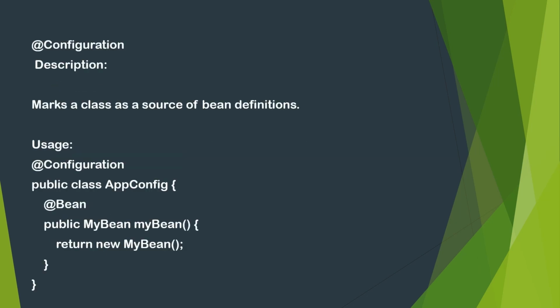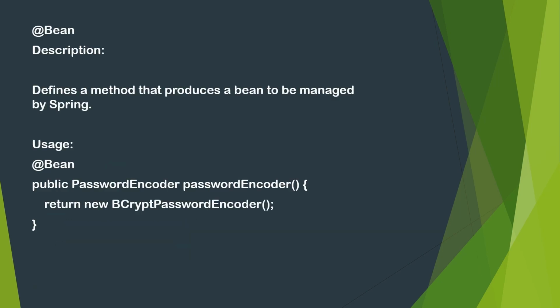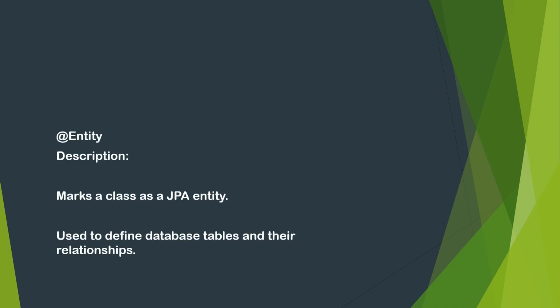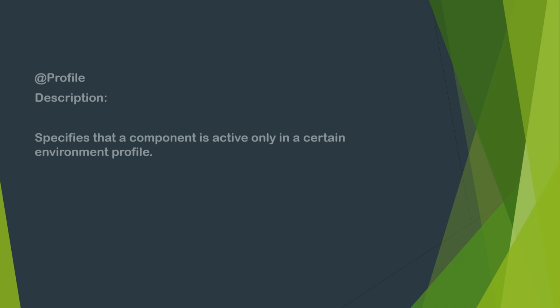@Configuration is used to define the beans which can be used for configuring your application, like security or some kind of database. @Bean, again the same thing, is used inside the configuration classes just to manage the Spring beans. @Qualifier, let's say if you have multiple beans of the same type, then you can use the qualifier. @Entity is like defining Java classes that will have the same structure on the database table side that can be used in JPA.